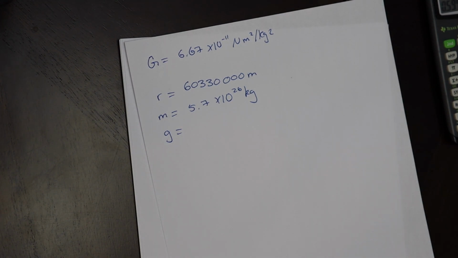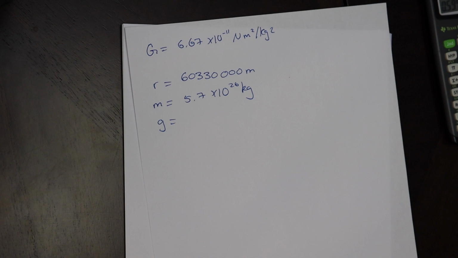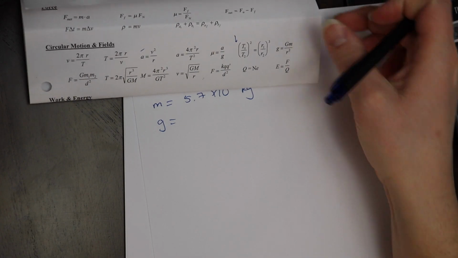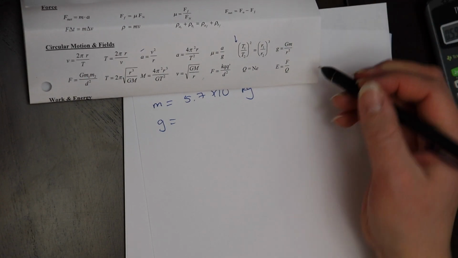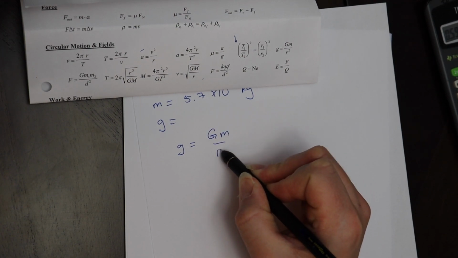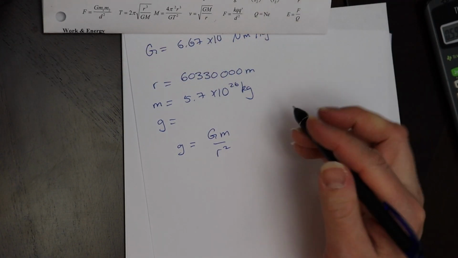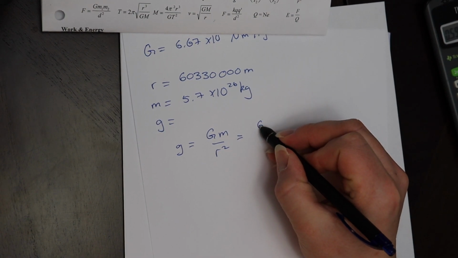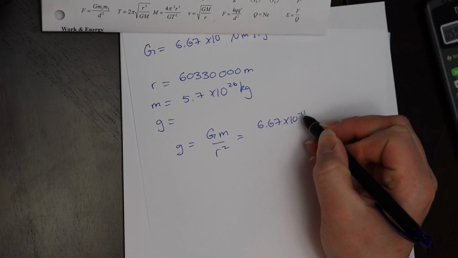The gravity can be given in meters per second squared, like an acceleration value, or you might see newtons per kilogram. So we look at our formulas, and that is basically the first formula over on this side. g is capital G m divided by r squared.